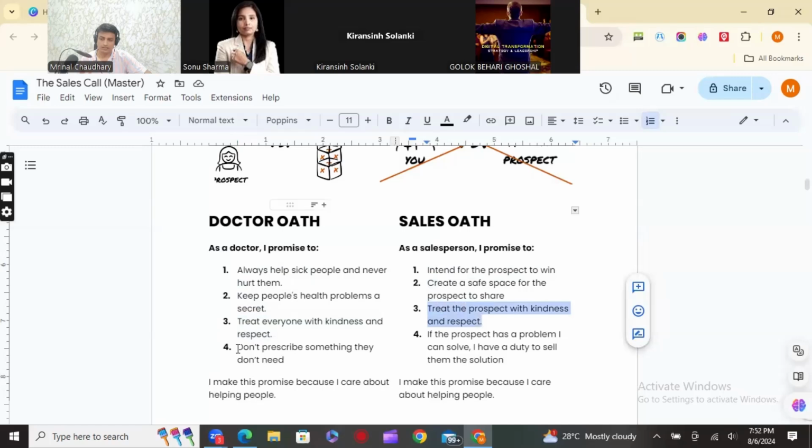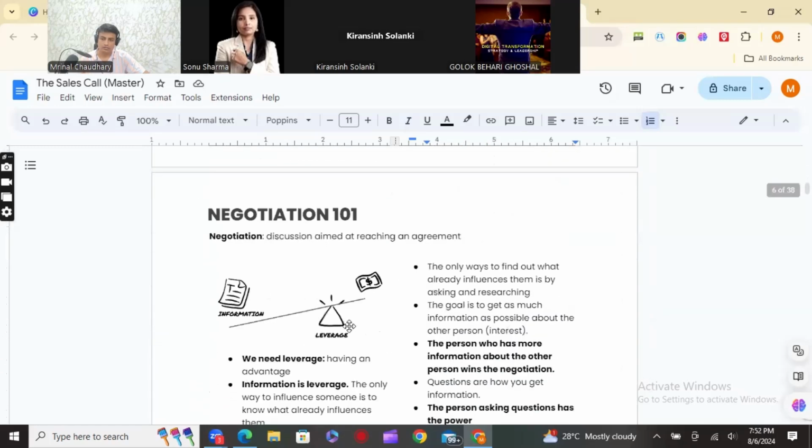Don't prescribe something they don't need. If you have created a generalized solution, then it will be like you are giving general medicine to everyone. So it has to be customized. If the prospect has a problem, I can solve it. I have a duty to sell them the solution. That's a duty, because they are suffering in pain, and it's your duty to make that person overcome that pain point.